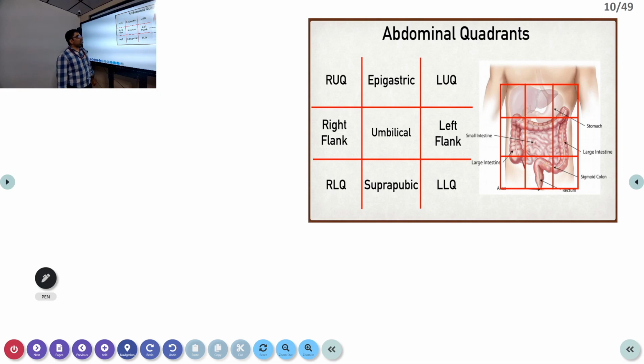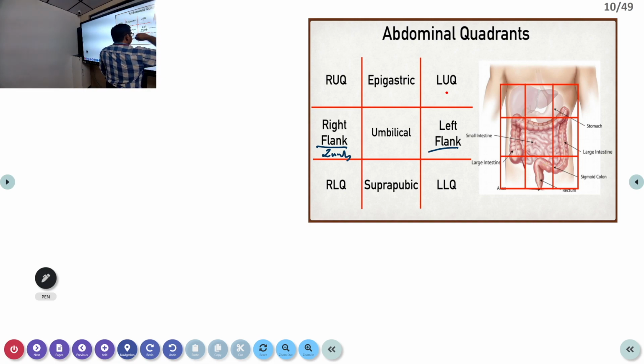So these are the quadrants of the abdomen. That is the right upper quadrant, which is the right hypochondrium. The left upper quadrant is the left hypochondrium. The right flank, as we already discussed, can also be called lumbar. Then the left flank. So what are the organs which are present there?